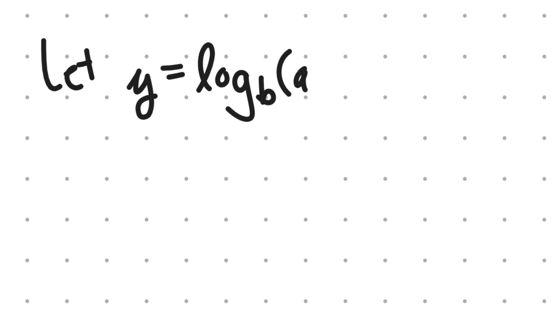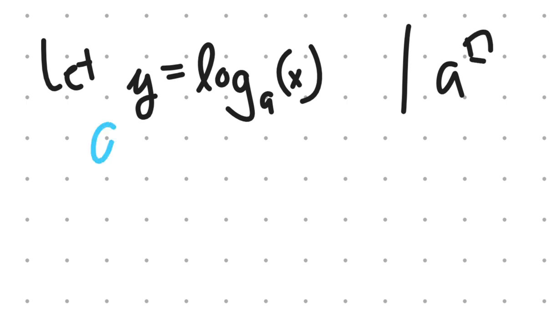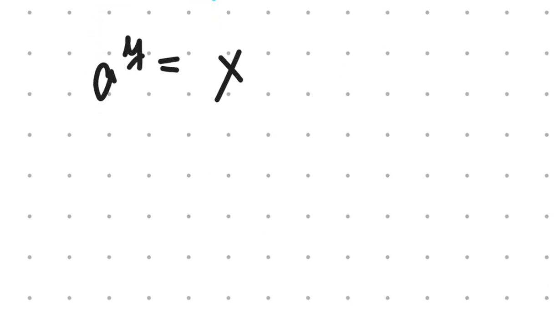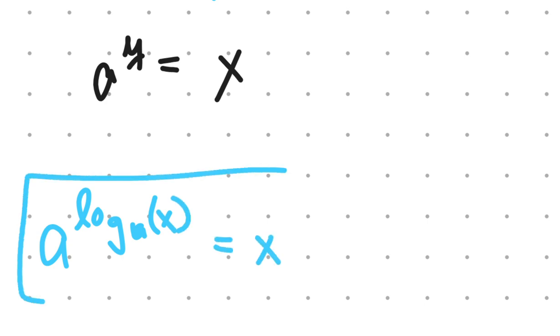First of all, let y equal the logarithm in base a of x. Now if we take a to the power of both sides, we have a to the y is equal to a to the logarithm of a of x, which is just equal to x, using the property that a to the log base a of x, or any number, is equal to the number itself.